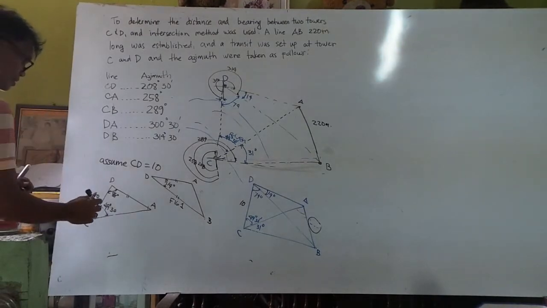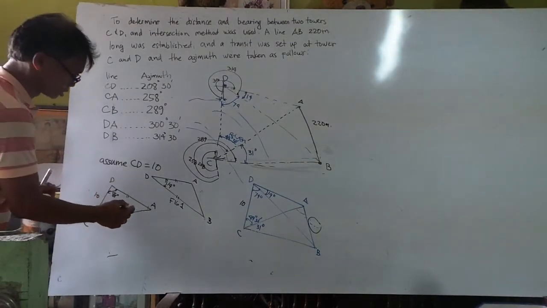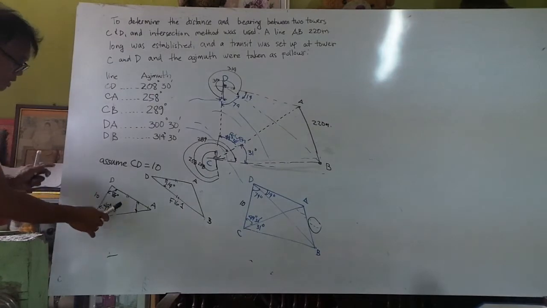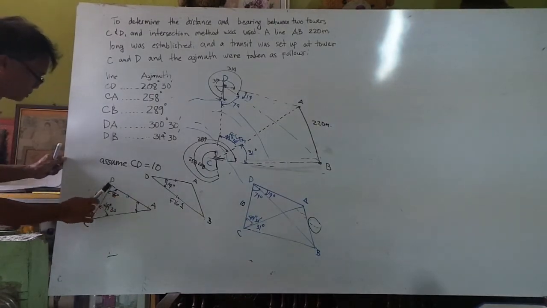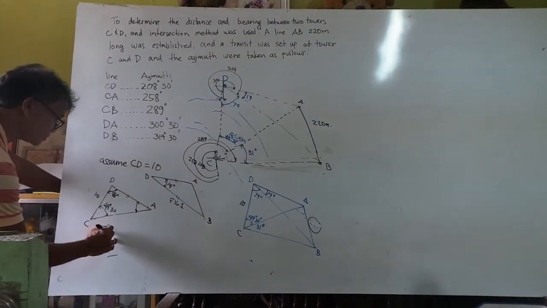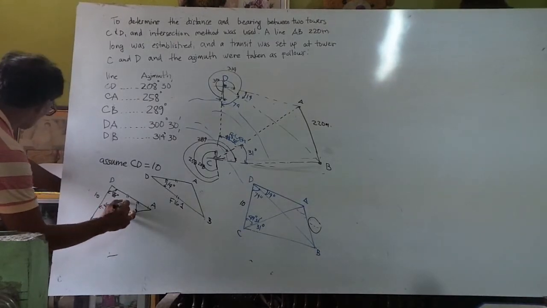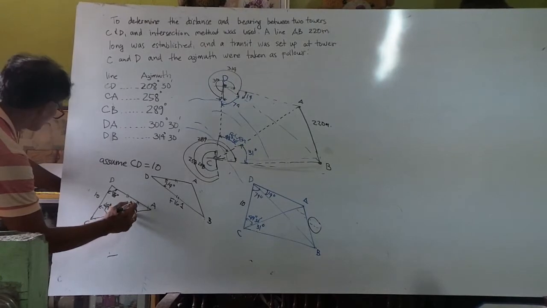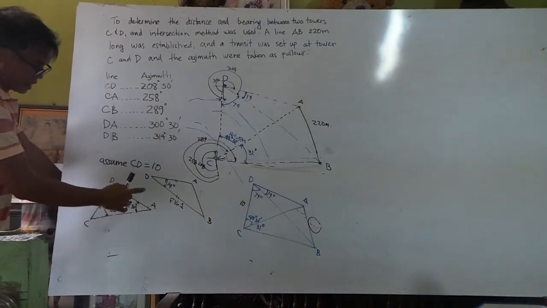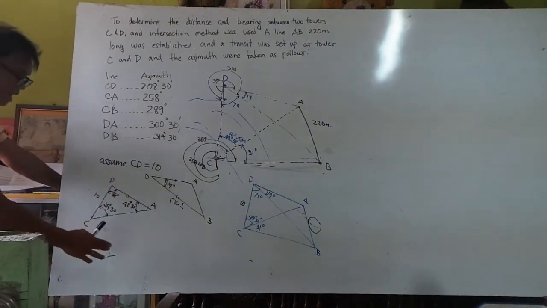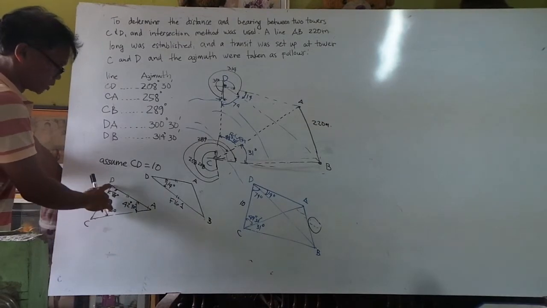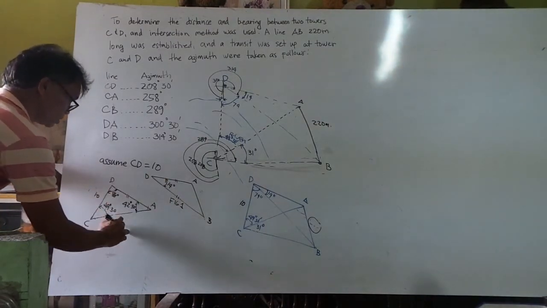To solve DA, we will use sine law. But before we use the sine law, we will know first what this angle is. So this angle is equal to 180, the total interior angle of a triangle, minus this one, minus that one. Then you have the answer of angle A, which is 42 degrees and 30 minutes. So it is 180 minus these two angles. You can now start your sine law in order to solve the distance DA.